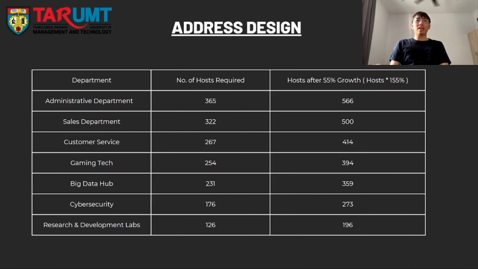Hi, my name is Oon Ka Chun, and now I want to talk about the address design for the assignment. We have several departments: administrative department, sales department, customer service, game tech, big data hub, and research and development labs. This table shows the hosts required for all departments, and I use the formula host multiplied by 155% to calculate the hosts after 55% growth.